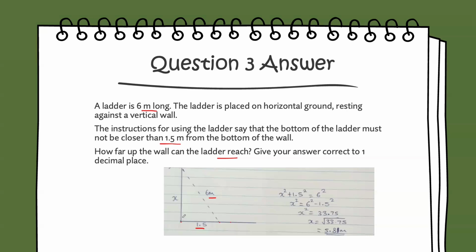Now, as you can see, this is a right angle triangle here. This is our right angle, so this is our hypotenuse. Therefore, we're trying to find this: how far up the wall can the ladder reach? So again, we apply Pythagoras theorem, and we've got x squared plus 1.5 squared is equal to 6 squared. If we do our rearranging, we'll get x is equal to 5.8 meters, correct to one decimal place. That means the ladder can reach up 5.8 meters, provided we're following the instructions, which say the bottom of the ladder cannot be closer than 1.5 meters to the bottom of the wall.